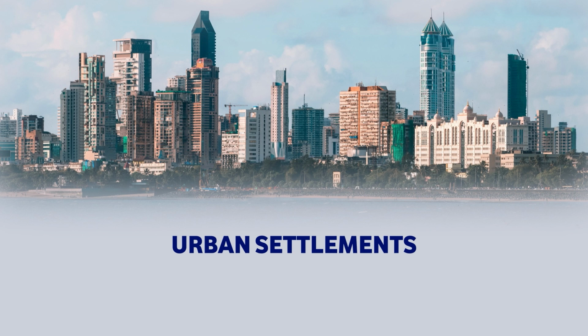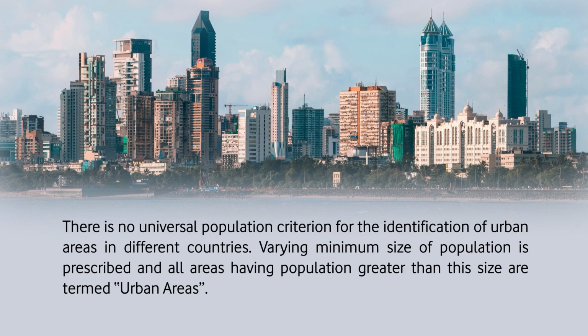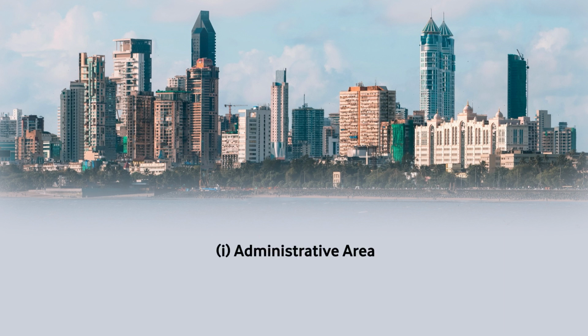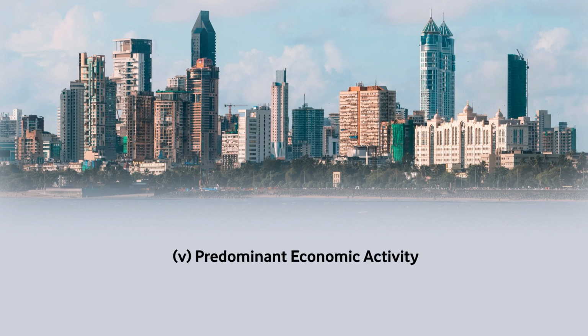Coming to urban settlements. As such, there is no universal population criteria for the identification of urban areas in different countries. Varying minimum size of population is prescribed and all the areas having population greater than this size are termed as urban areas. Now, the UN report and its concept says that the administrative area is important; population size, local government areas, local urban characteristics, and predominant economic activity will decide whether the area is urban or not.